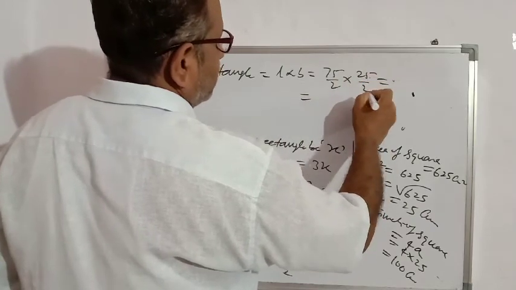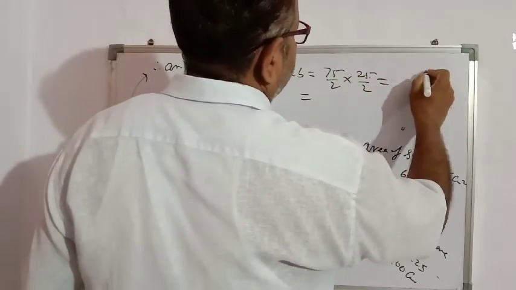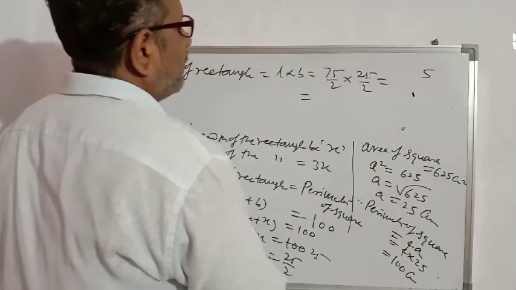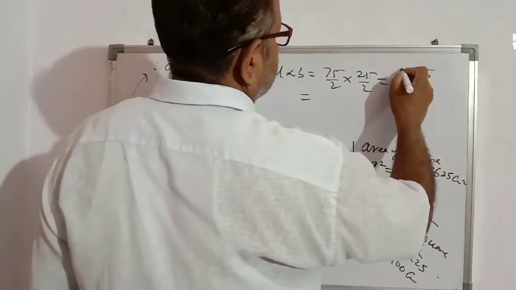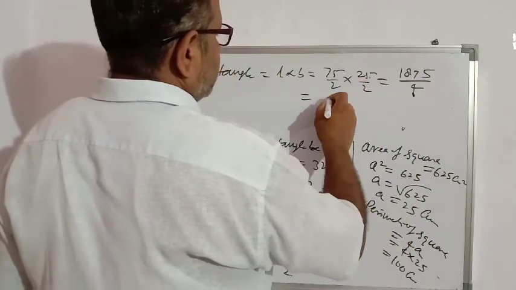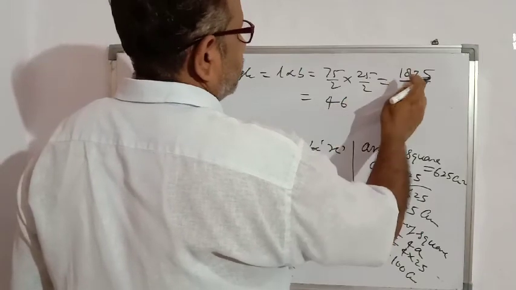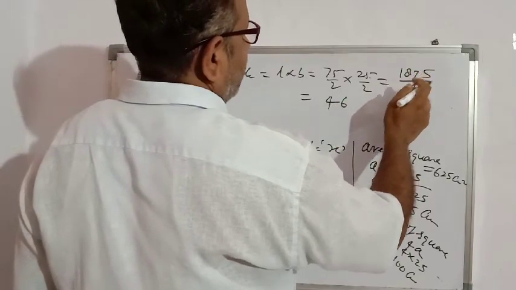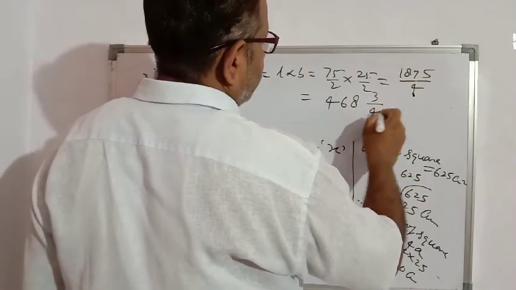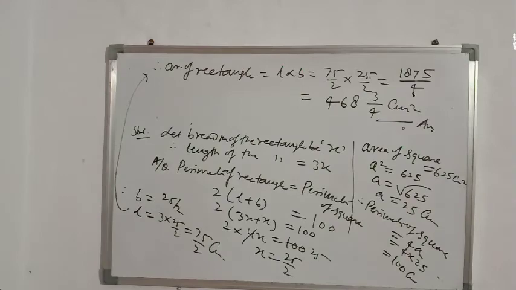Multiply 75 into 25. So 25 into 5, 125, 5 here, carry 12, 25 into 7, 175 plus 12, 1875 upon 4. Divide it. 4 4s are 16, 2 remainder, 27, 4 6s are 24, 3 remainder, 35, 4 8s are 32. So 468 whole 3 by 4 centimeter square. This is the answer, the area of the rectangle.